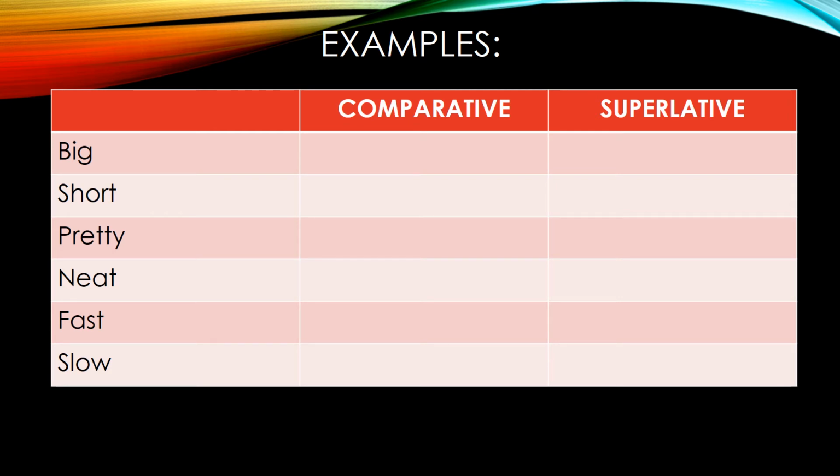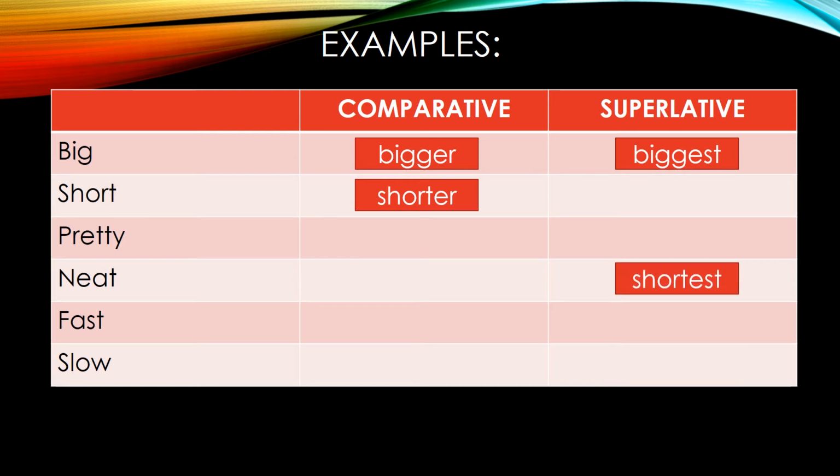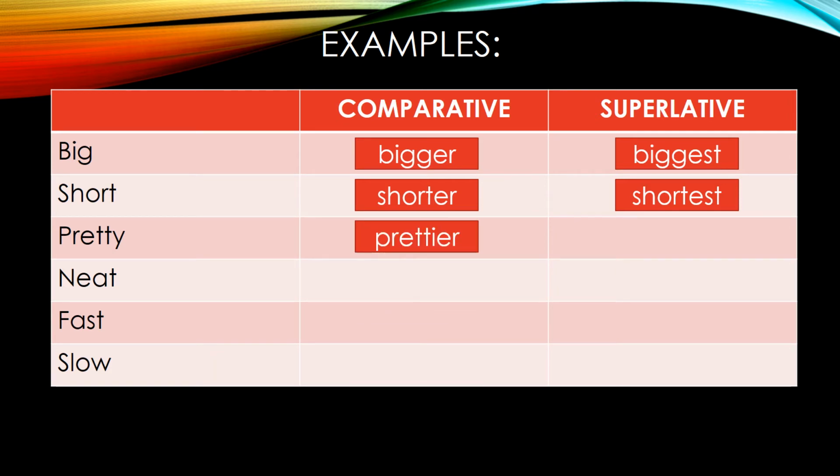So, big, the comparative is bigger and the superlative is biggest. So we just add ER and also EST. Short, the comparative is shorter and the superlative is shortest. What about pretty? There will be some change of spelling there. The comparative is prettier and the superlative is prettiest. So when the word ends with the alphabet Y, you must change the Y to I. And neat, neater, and the superlative is neatest.